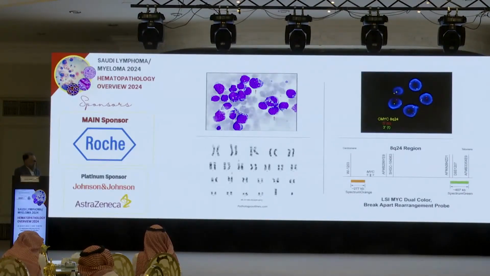Just to show you, we said that it can be done on fresh tissues. This is a bone marrow. It shows nice Burkitt cells, and then you have the FISH positivity. We'll talk about the break-apart and the other probes.